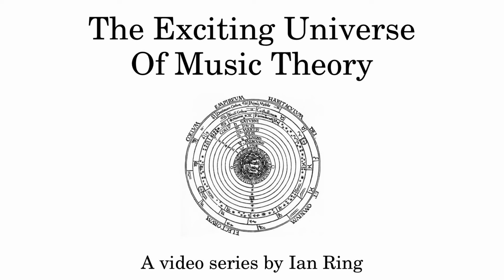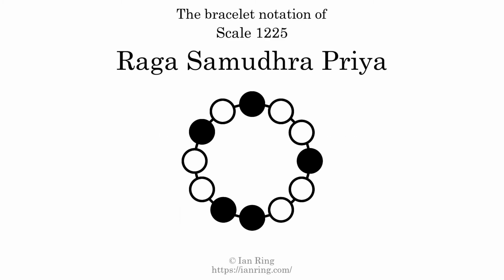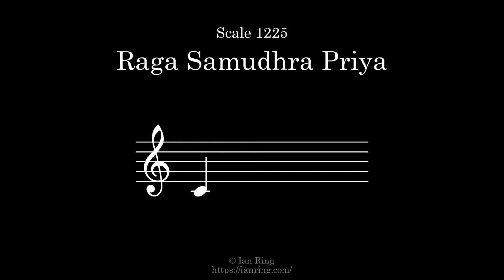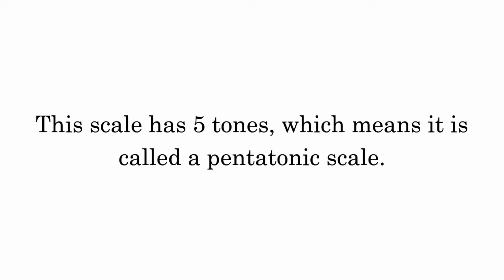Welcome to the exciting universe of music theory. Are you ready to learn? Then let's begin. Today we will talk about Scale 1225, Raga Samudhra Priya, which sounds like this. This scale has 5 tones, which means it is called a pentatonic scale.